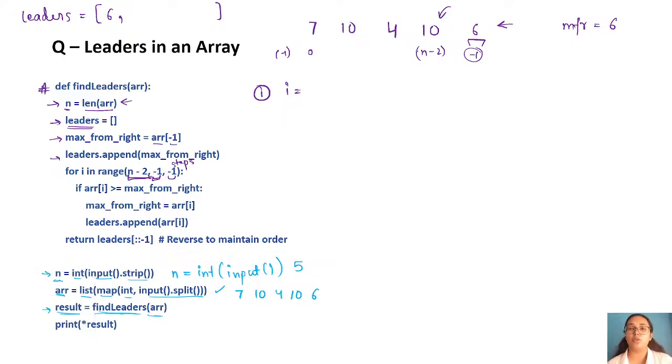Here I is equals to what? N minus 2, and N is what? N is 5 here, right? So 5 minus 2 is 3. So we are starting with the third element, that is the second last element.